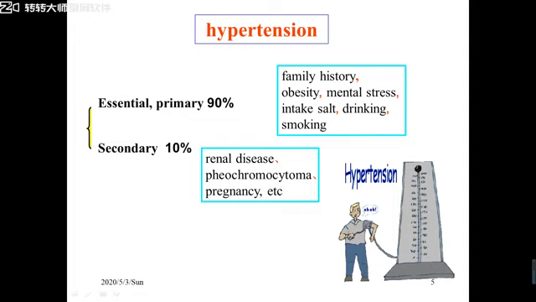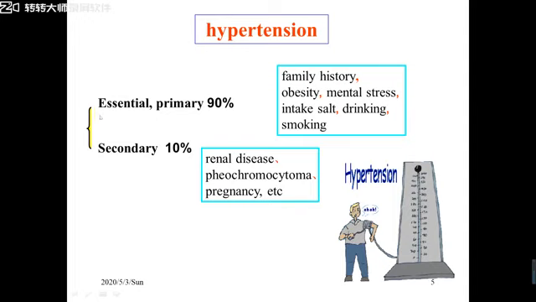Do you know on average each day you will intake how many grams of sodium salts? 10? Yes, 10 grams. Each day we intake 10 grams of sodium salt. And just now we have mentioned sodium salt is a high-risk factor for hypertension. So later when we treat hypertension, we should improve the patient's life behavior. We also should limit sodium salt intake to less than 6 grams each day.